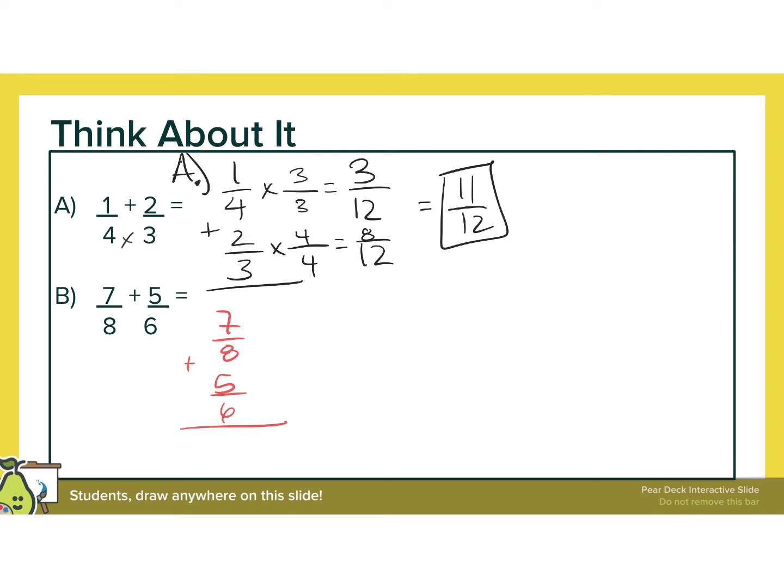So I'm going to count by 8s and I'm going to get 8, 16, 24. I know 6 goes into 24, so that is my common denominator. I'm going to set up my multiplication problems.